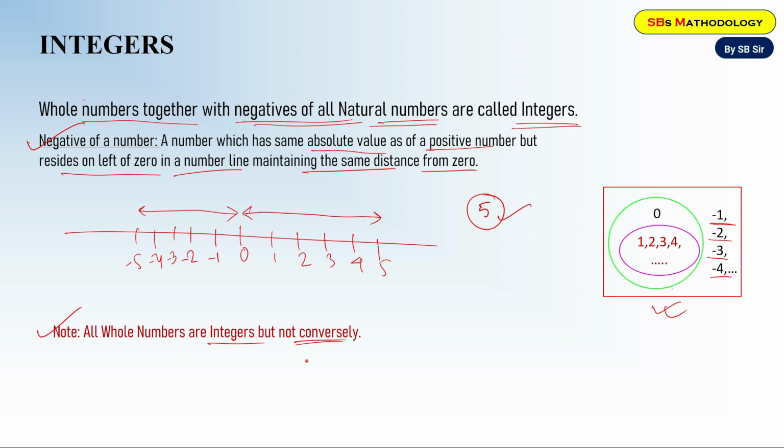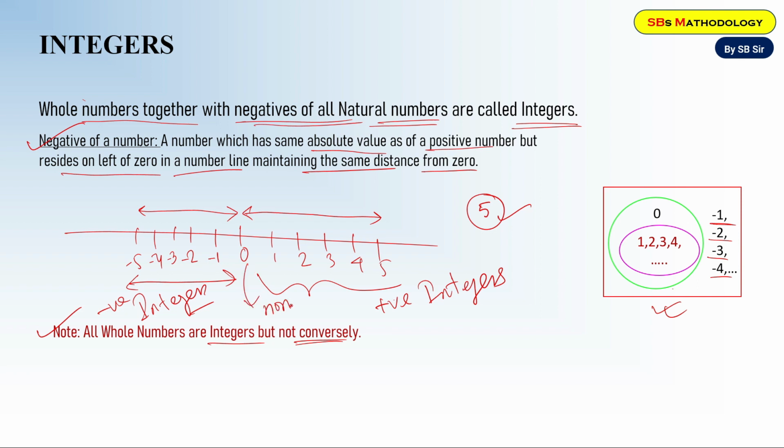Integers are also divided into two parts, positive integers and negative integers. The numbers which reside on the right of 0 are called positive integers, and the numbers which reside on the left of 0 are called negative integers. Now what about 0? 0 is an integer but neither positive nor negative, so 0 is called a non-negative and non-positive integer, right? At the same time it is a non-negative integer and a non-positive integer. Hope integers are clear to you.